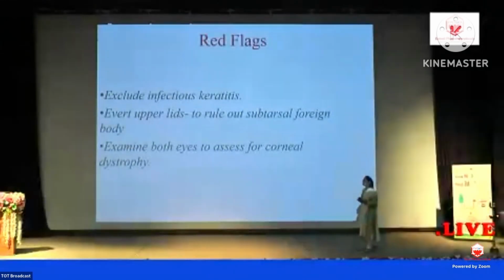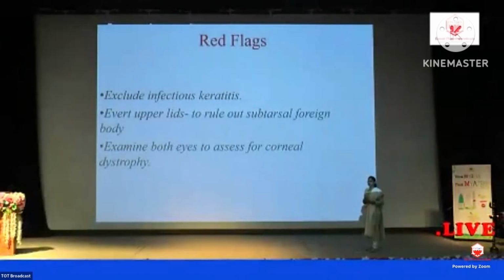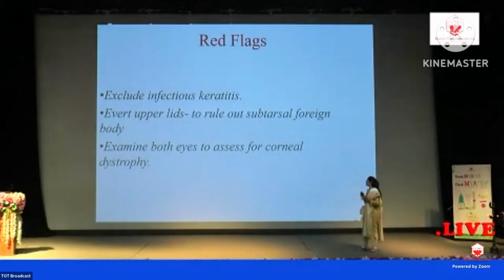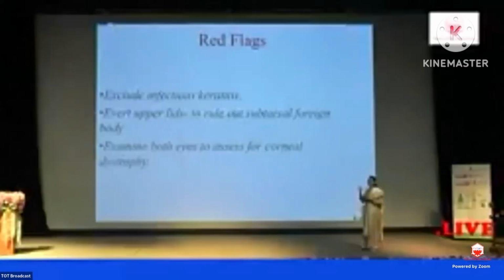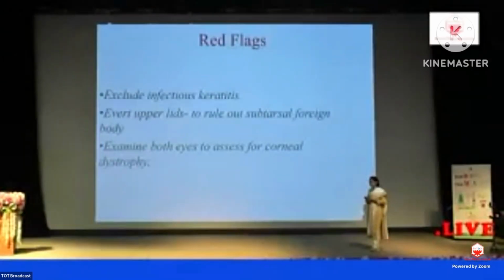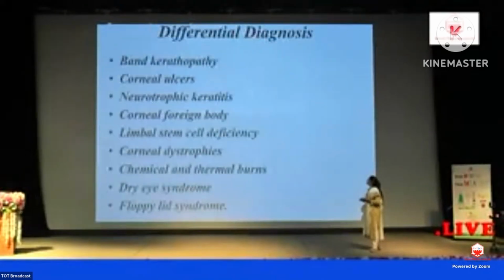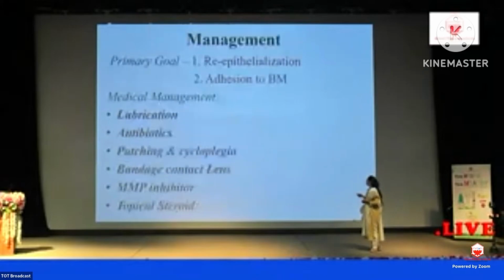So students, I always say, don't be in a hurry to diagnose recurrent corneal erosion. First, always try to exclude infectious keratitis. Always try to evert the upper lid to rule out any subtarsal foreign bodies. And never miss examining both eyes to assess for corneal dystrophy. These are the differential diagnoses of the recurrent corneal erosions.